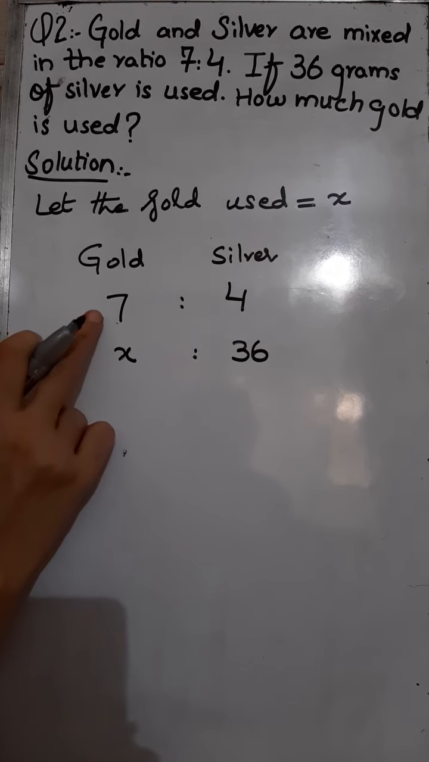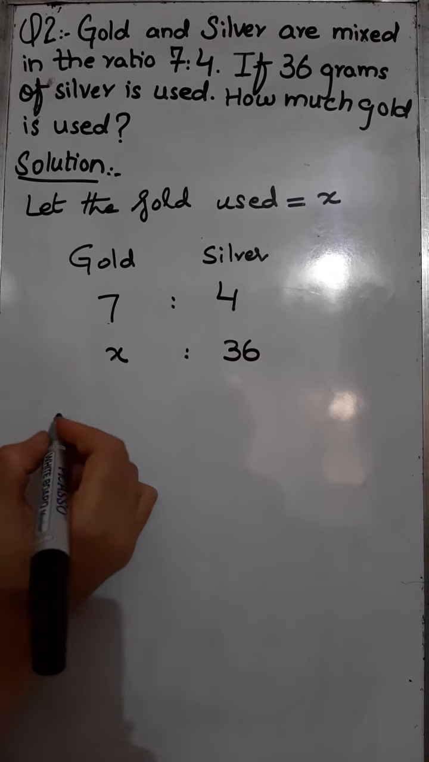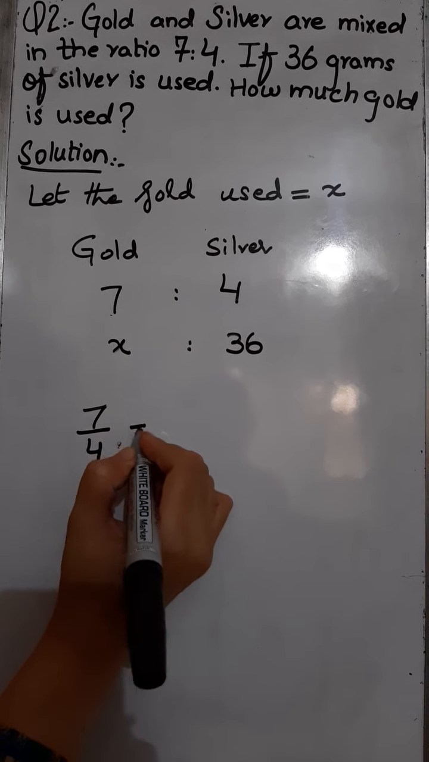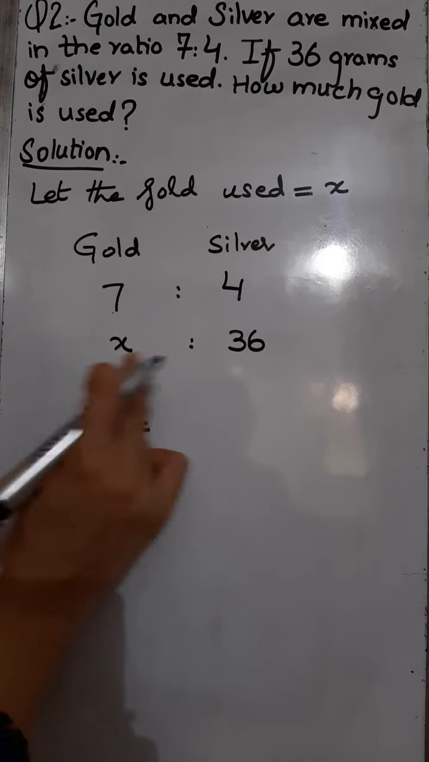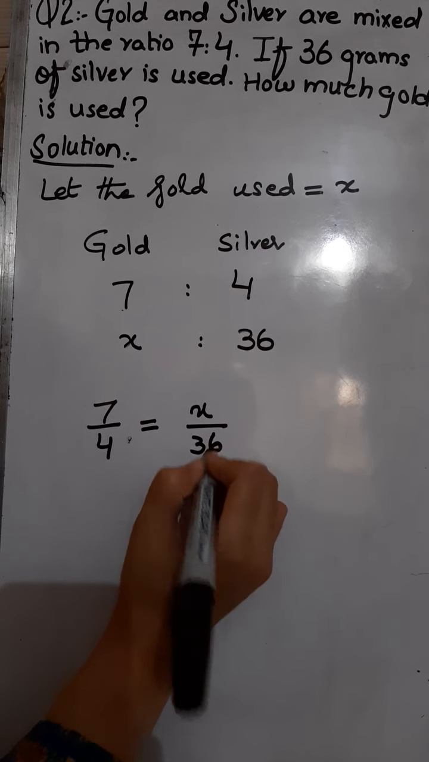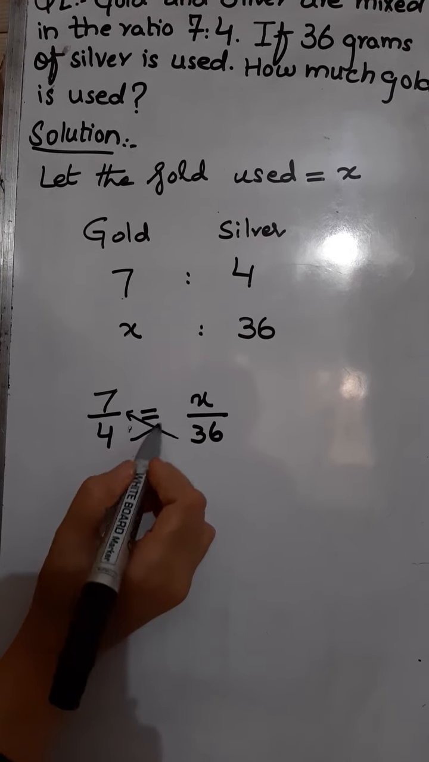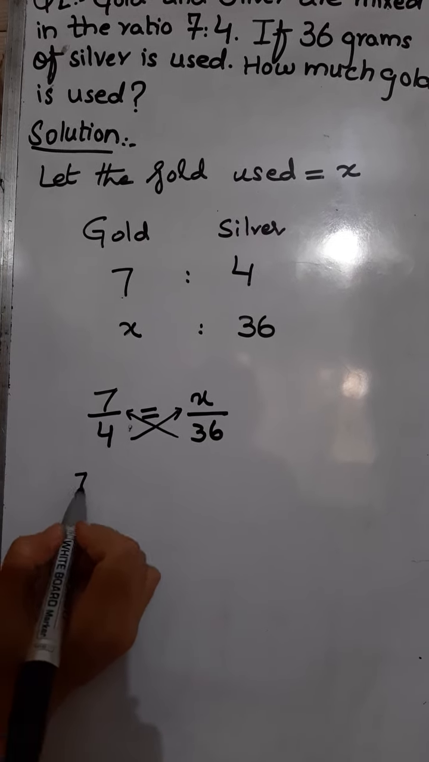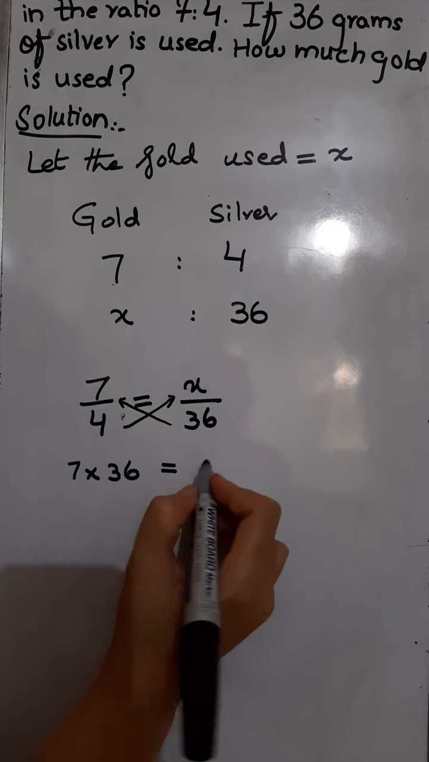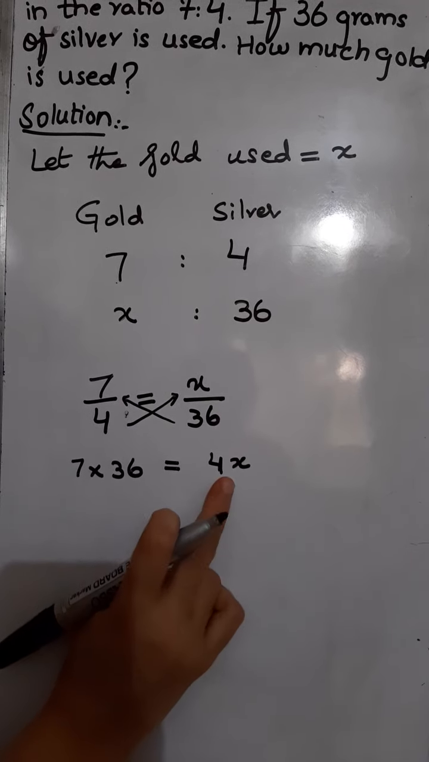First of all, as you know that in proportion, we will have to write down the first ratio, which is 7/4, in the fraction form, and this is equivalent to the second ratio, that is x/36. Now with cross multiplication, how do we find the value of x? So we will have to cross multiply 7 multiplied by 36 and 4 multiplied by x, so that is 4x.